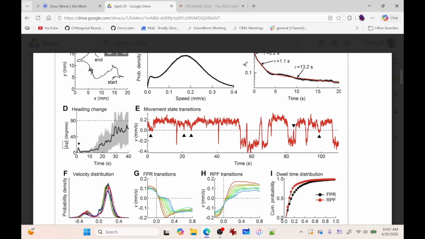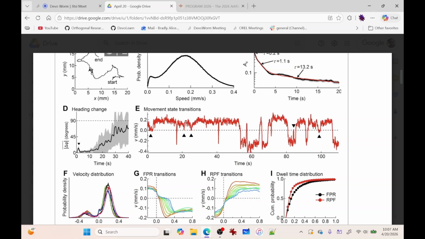So they're doing a similar thing to what they did in the last paper, but they're looking at these longer term behavioral states where they're making transitions between the different states. So you have this Markovian model basically of movement states, where the worm is transitioning between these movement states, and you can extract that from the trace of this movement trajectory over time.